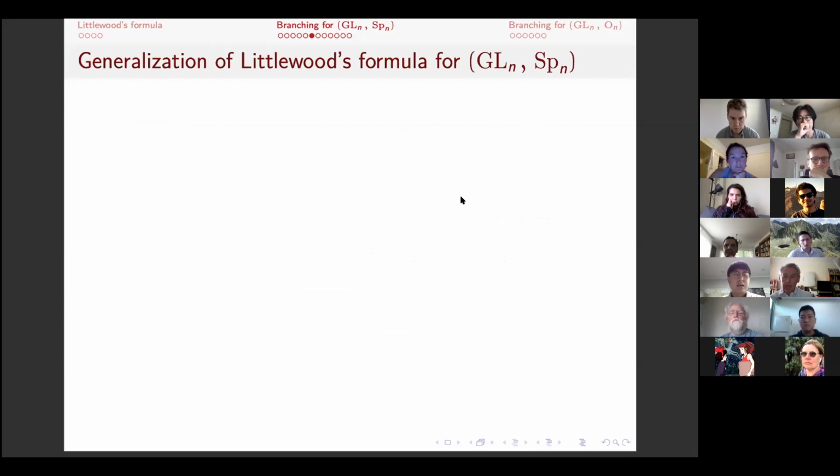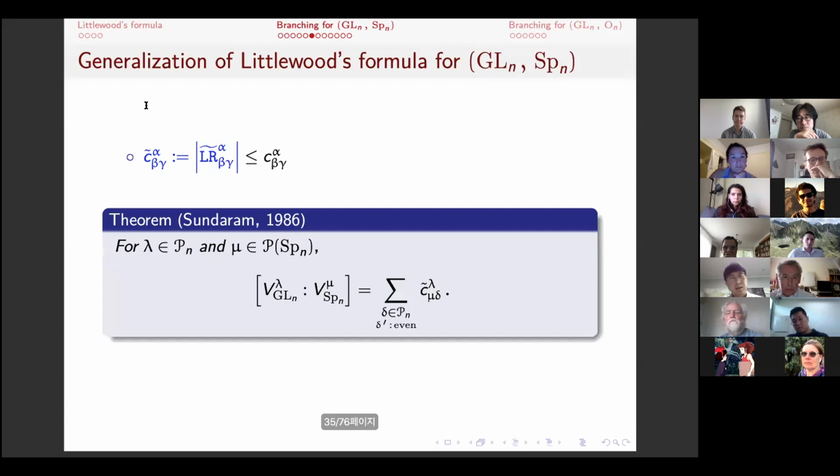Now I introduce Sundaram's combinatorial formula of branch multiplicity for J_n and Sp_n. Let C-tilde(alpha, beta, gamma) be the number of Sundaram's error tableaux. Then in 1986, Sundaram proved that for arbitrary lambda and mu, the branch multiplicity can be described as a subtraction-free sum in terms of Sundaram's error tableaux.